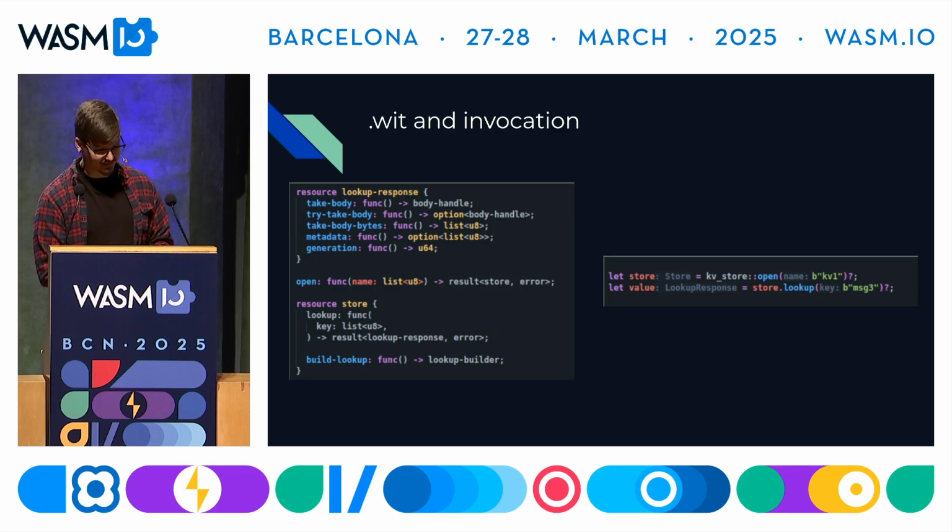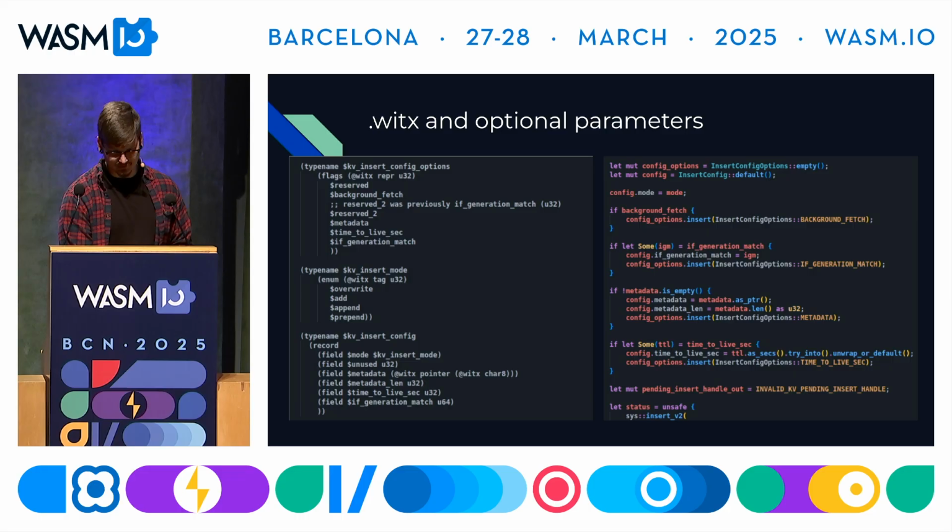On the left-hand side, no more Lispy format. We've got a resource here which defines the response from our lookups, and then a bunch of getters on it to read the data that's returned, the metadata, generation, and so on. And if we look at the insert here, we get to see something interesting about WIT. WIT doesn't have optional types, and so if we want to pass in some series of potentially used or unused data fields, we create this down at the bottom left, KV insert config.